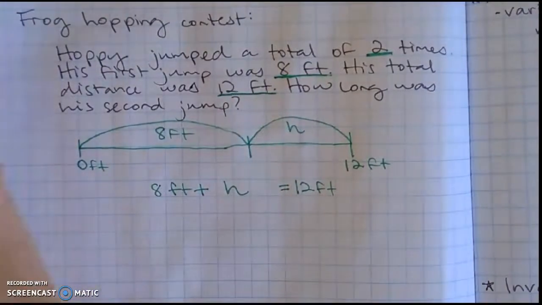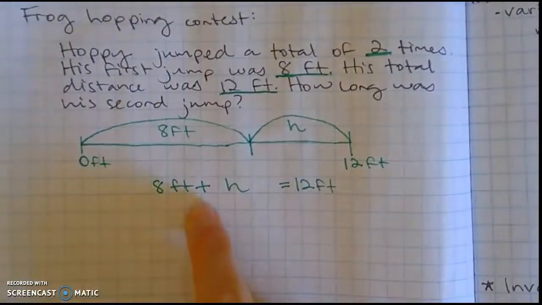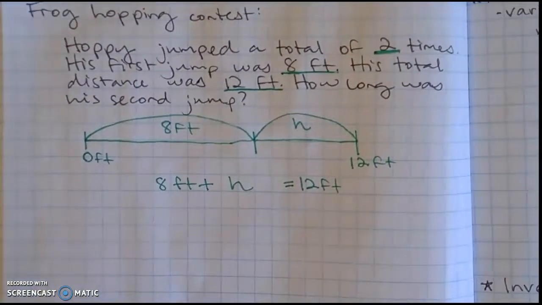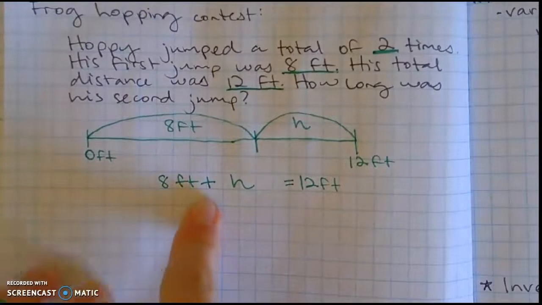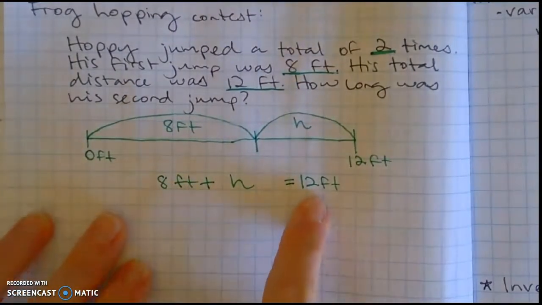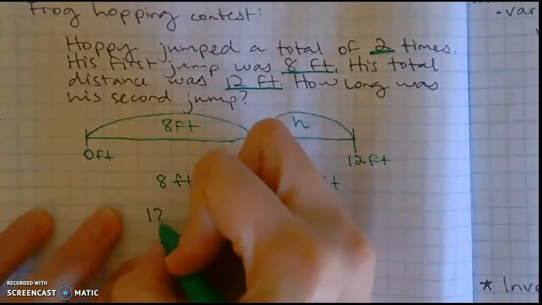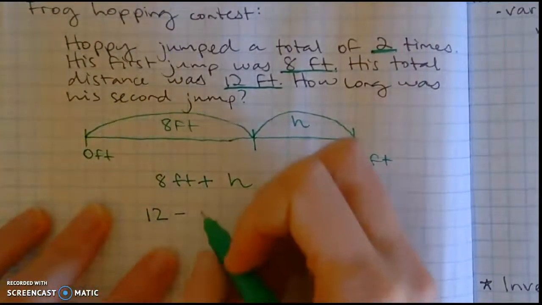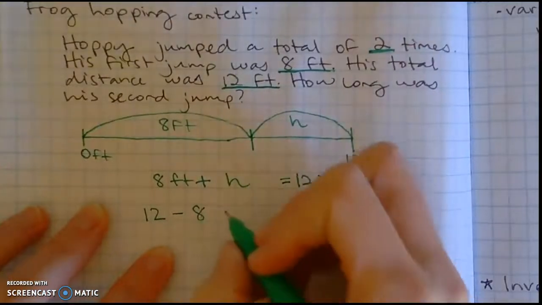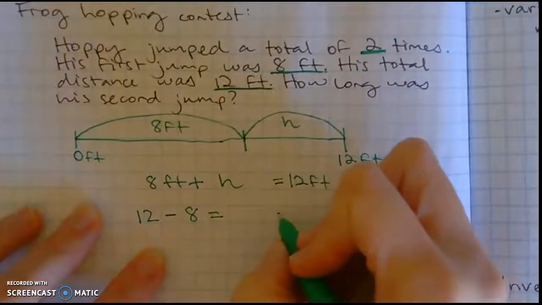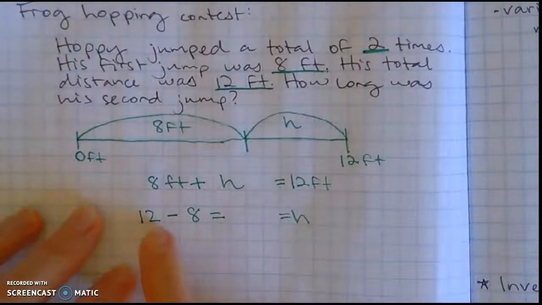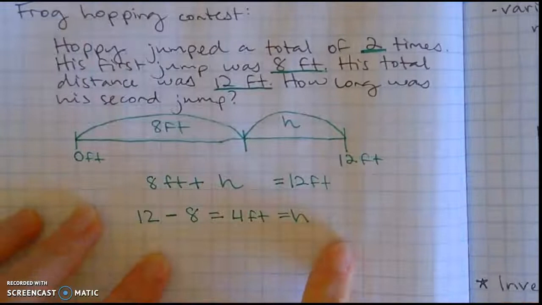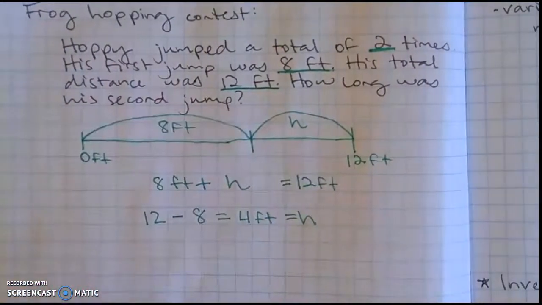So let me switch pens real fast. So I have addition in there, and I know that to figure this out, I'm going to have to use my inverse operation. So the opposite of addition is subtraction. So I'm going to start over here with 12 feet, because that's the total. I know that for sure. And I know that I have 8 feet, so I'm going to subtract that 8 feet from it, and that's going to tell me what H is. So I know that 12 minus 8 is 4 feet. So H is the same as 4 feet.